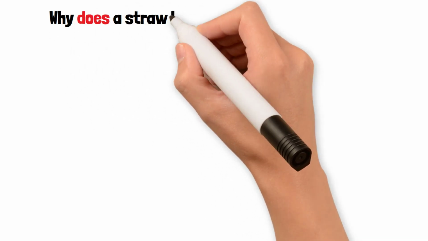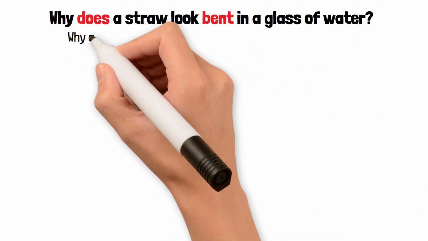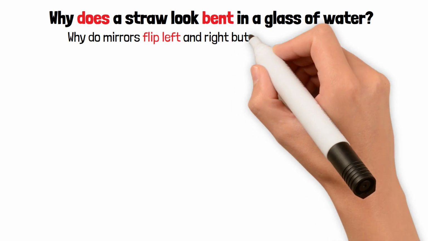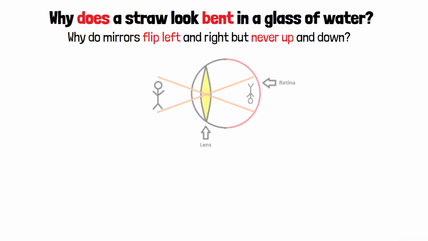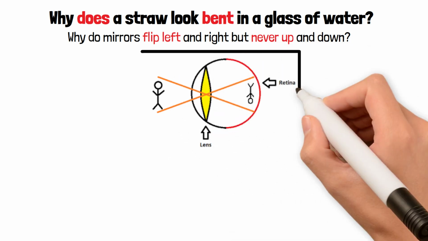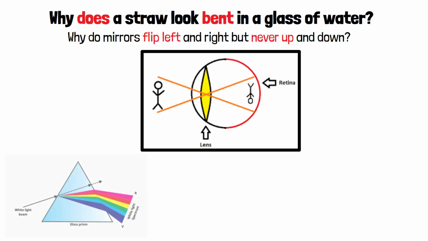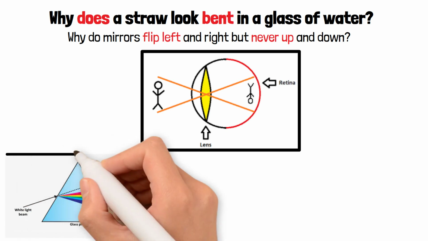Why does a straw look bent in a glass of water? Why do mirrors flip left and right but never up and down? And how can a tiny curved piece of glass make you see things bigger, smaller, upside down, or perfectly sharp? All of that comes from ray optics, how light travels in straight lines and changes direction when it meets different surfaces.